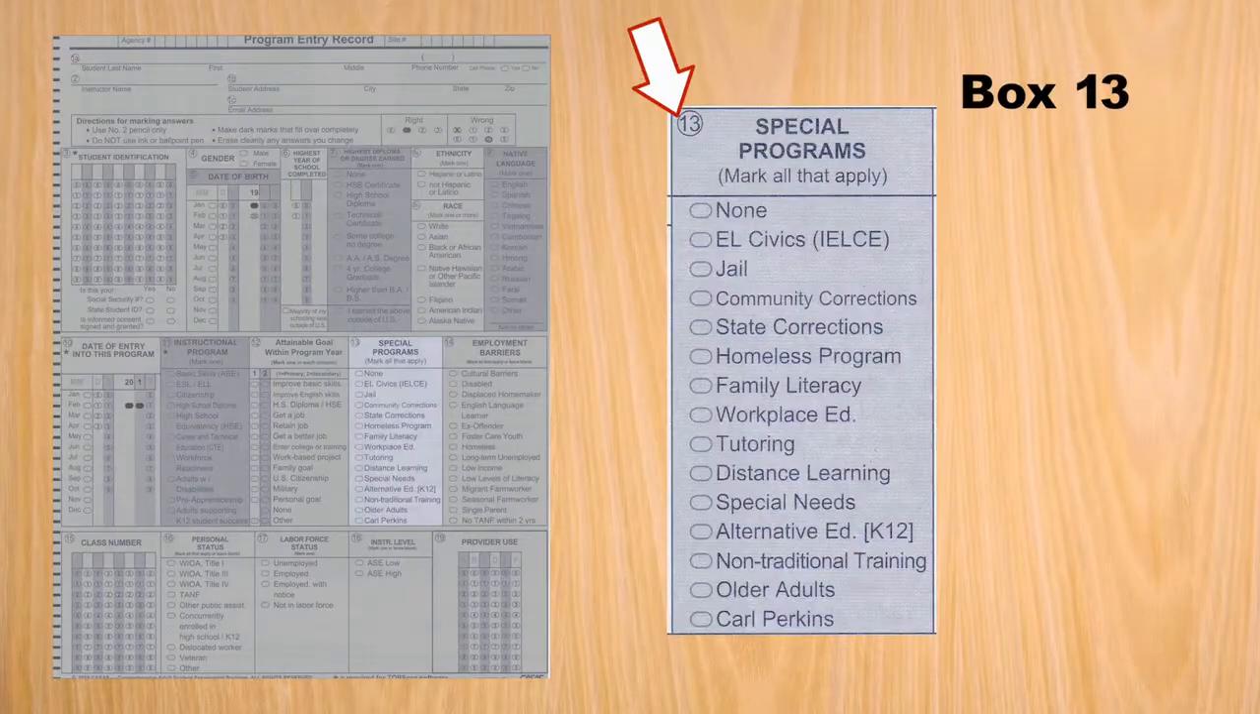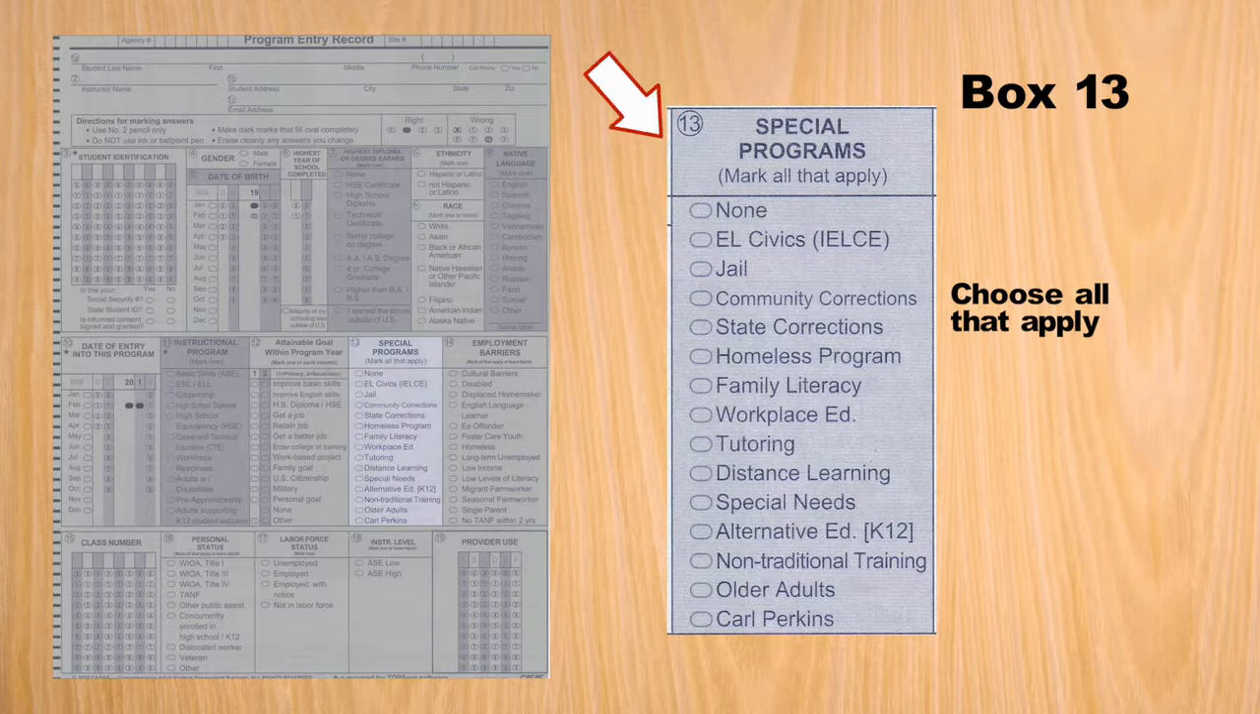Box 13 asks if any special programs apply to you. Fill in all that may apply. If none of these options apply, choose none. You may choose English Language Civics, Jail, Community Corrections, State Corrections, Homeless Program, Family Literacy, Workplace Education, Tutoring, Distance Learning, Special Needs, Alternative Education grades K through 12, Non-Traditional Training, Older Adults, or Carl Perkins Funding.